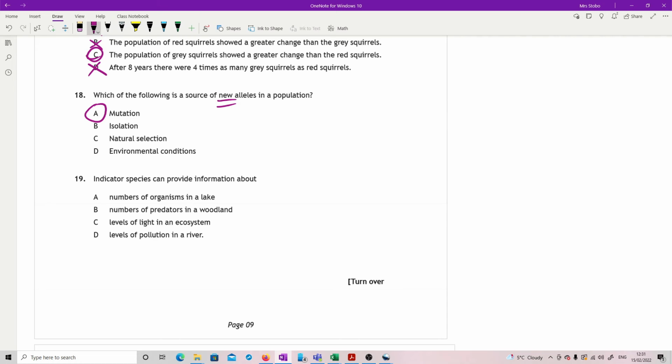Indicator species can provide information about, well, this is almost a definition again of an indicator species. An indicator species tells you something about the environment that is going on here. So pollution is one of the best ones that we use them for. That's your things like stonefly nymphs saying it's lovely, and things like rat-tailed maggots and sludge worms saying it's a bit gross.